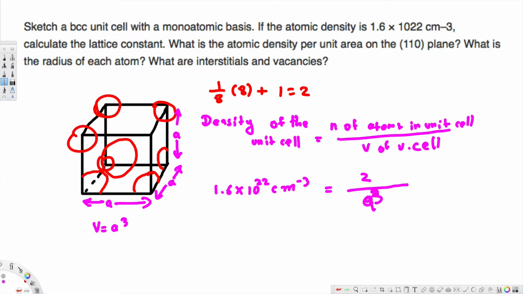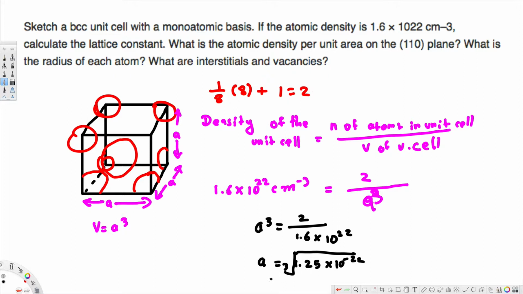That's what the question is asking for, right? So let's go ahead and rearrange this. So a cubed is going to be 2 over 1.6 times 10 to the power of 22. Therefore a is going to be the cube root of, if you divide this, you are going to get 1.25 times 10 to the power of minus 22, and that's going to be equivalent to 5 times 10 to the power of minus 8 centimeter. Okay, so this is going to be our a value. Now let's look at the second problem.